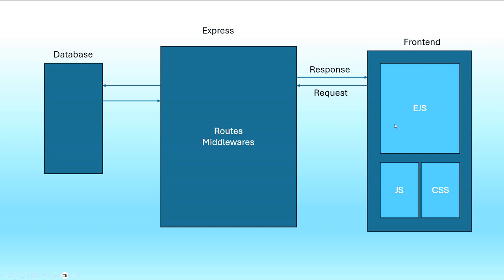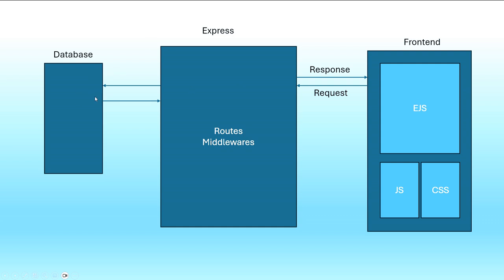In the front end, we've got our EJS, which we can pass data from Express to, and that EJS file can use that data. We're going to use JavaScript to make the site a bit more interactive, and then CSS for styles. The front end and back end will communicate by using requests and responses. So the front end will make a request, Express will handle that, and send back a response.